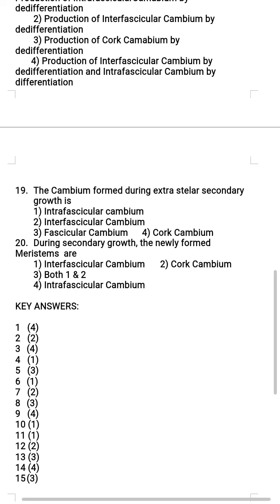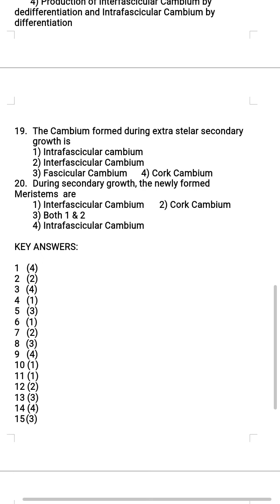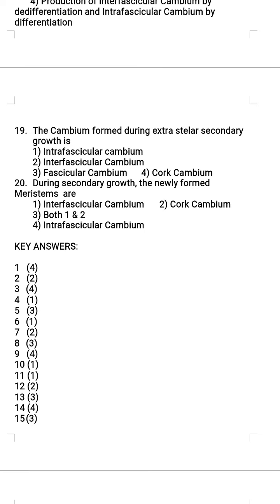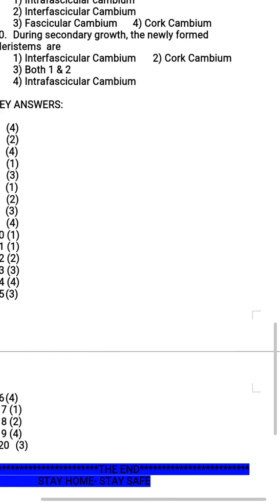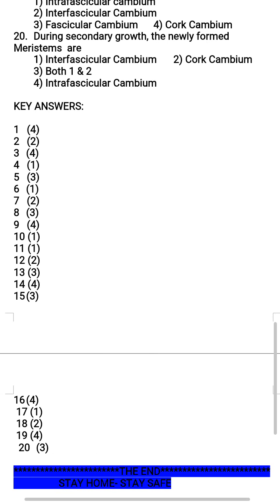Next, the last question. During secondary growth, the newly formed meristems are: option 1, interfascicular cambium; option 2, cork cambium; option 3, both 1 and 2; option 4, intrafascicular cambium. The correct answer for the last question is option 3, both 1 and 2. So during secondary growth, the newly formed meristems are interfascicular cambium and cork cambium also. Here is the explanation for this question.